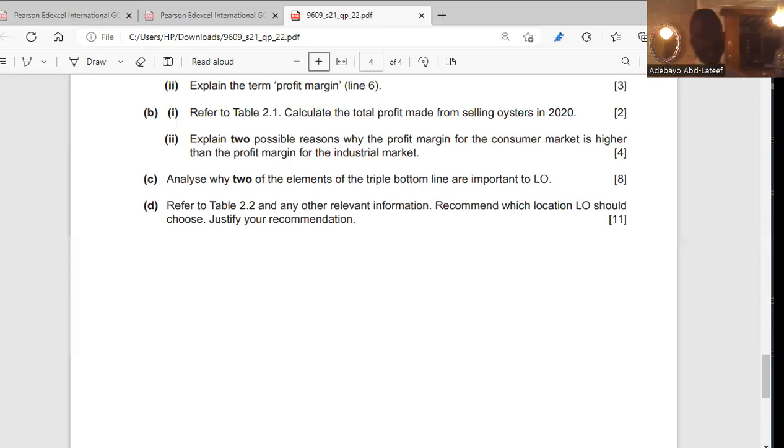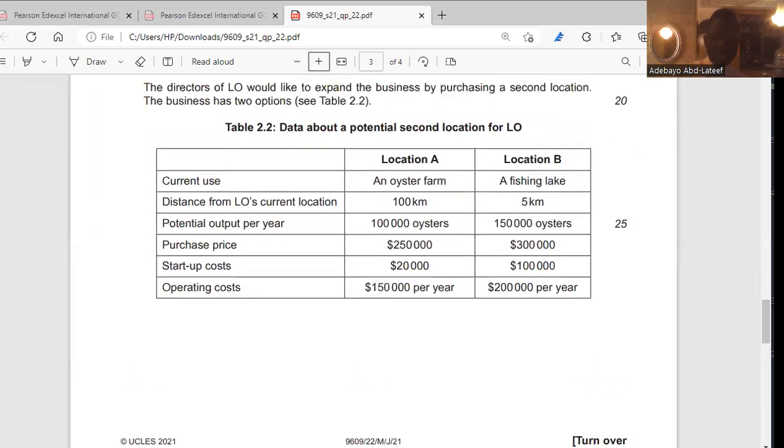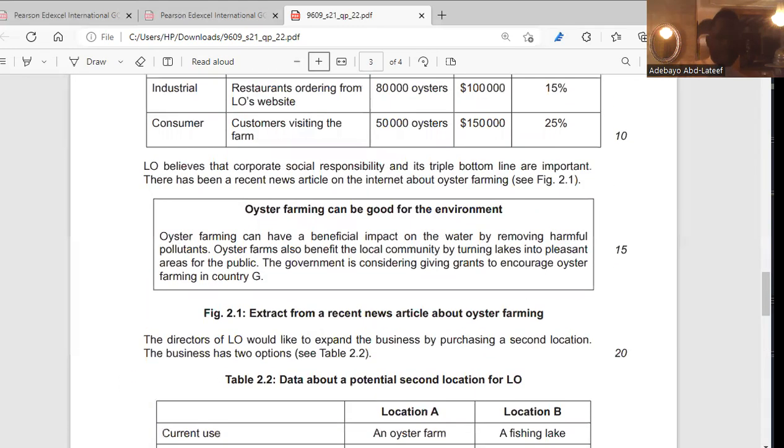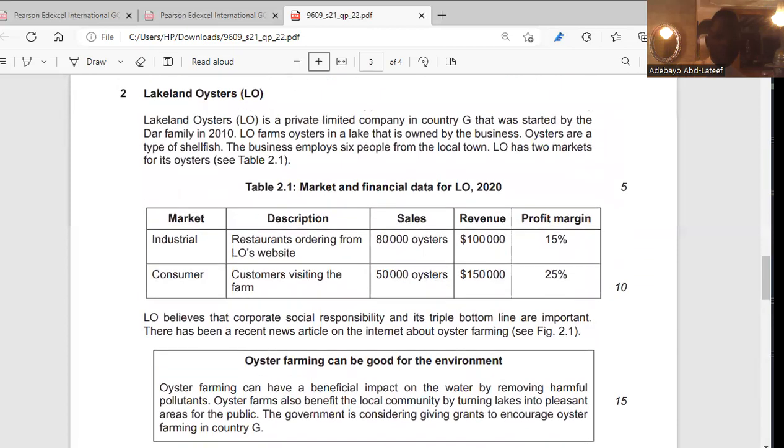So we start with financial. For financial, I wrote that the family will require profit to be made as shareholders, as the owners of LO. Here they said LO is a private limited company. So that means the owners would want to make profit, yes or no? So we need to base the performance of LO on financial terms.